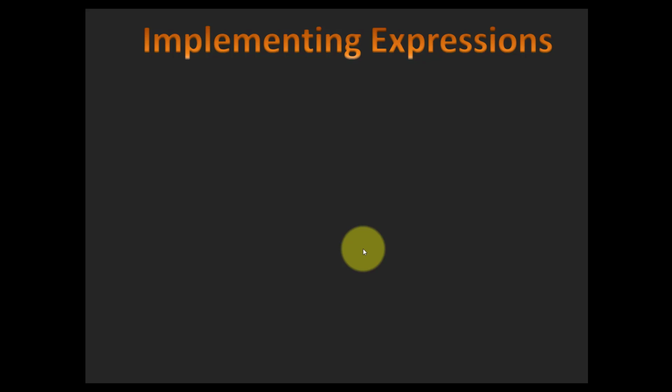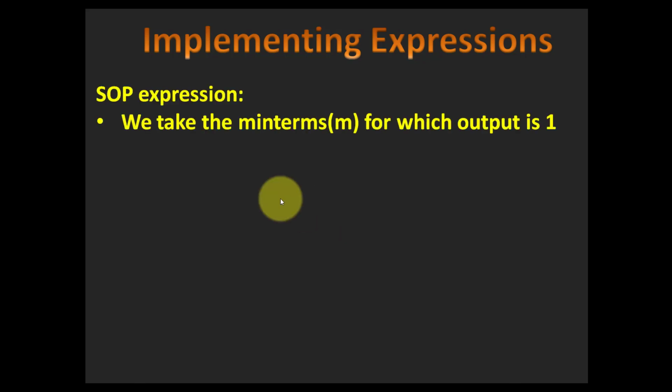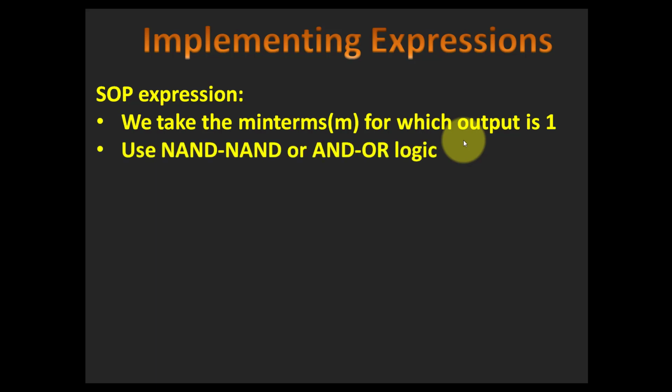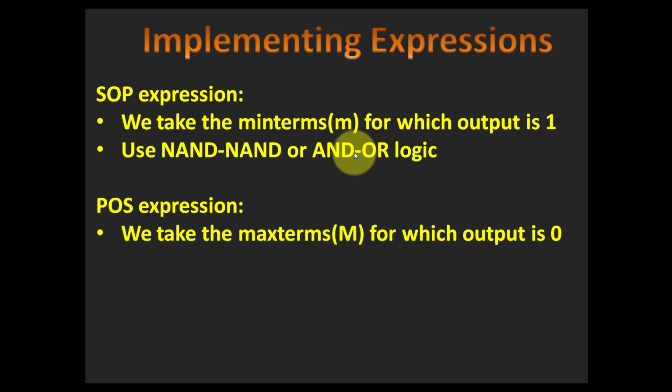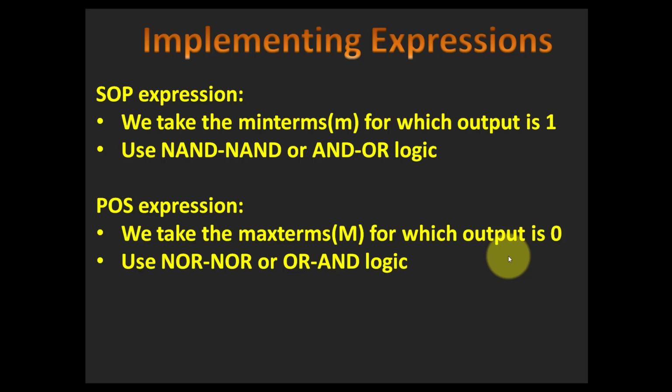So why do we need to convert the expression to SOP or POS form? In case of an SOP expression, when we want to design the circuit, we take the min terms, denoted by small m, for which the output is 1, and we use NAND logic or AND-OR logic to realize the digital circuit. For a POS expression, we take the max terms, denoted by capital M, for which the output is 0, and for implementing this we need NOR or OR-AND logic.